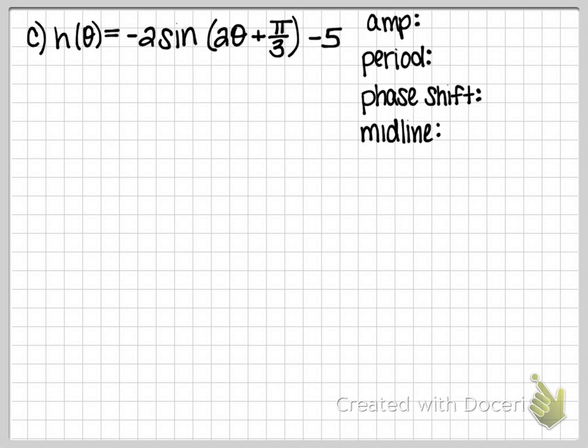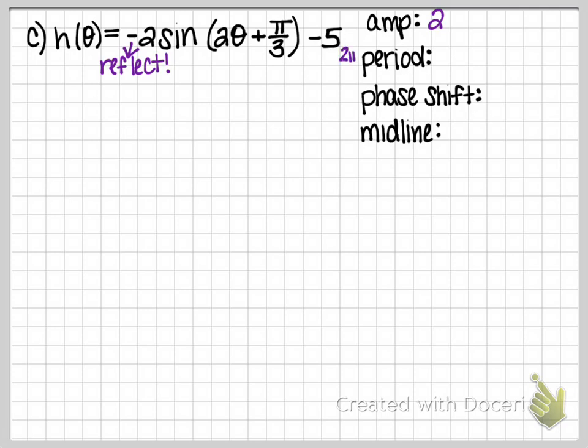Alright, so the amplitude is going to be the absolute value of my A value. Since A is -2, the absolute value of -2 is +2. But the negative is important because remember, that's going to reflect me over the x-axis. So I always put myself a little note so that I don't make that mistake and forget to reflect.